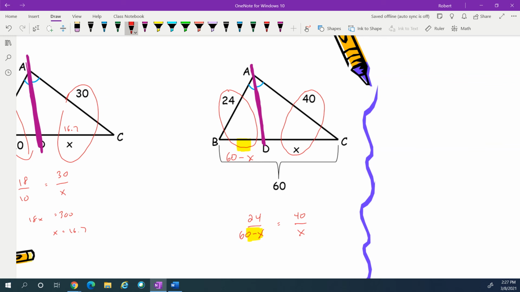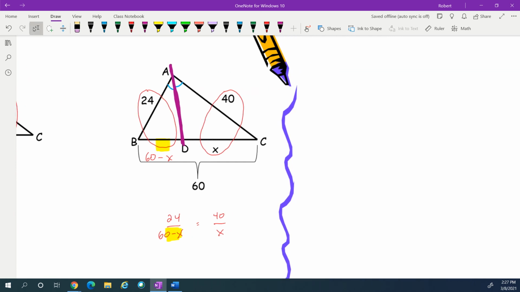The whole thing is 60. Part of it is x. We don't want that part, so subtract it, 60 minus x. And now we're left with the piece we need, BD. And at that point, we're going to cross multiply. So I'm just going to bring the work up here. 24x equals 40 times 60 minus x. Make sure that you treat that expression like it's in parentheses, so we distribute correctly.